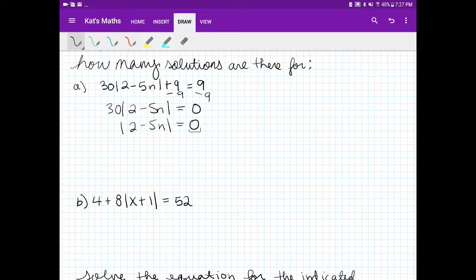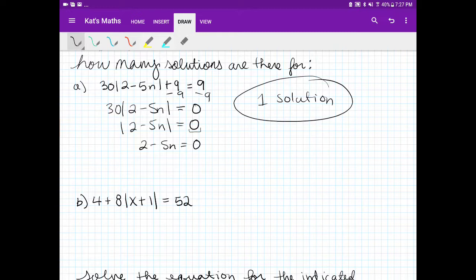But we have a 0 in this instance, so that means there's only going to be one solution. So we know there's going to be one solution, but just to finish the problem, you end up with negative 5n equals negative 2, so n is equal to 2/5.